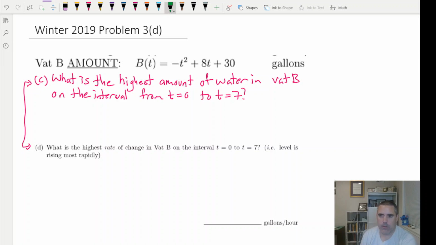So I think we get too stuck on a function being given and it being named that we lose track of what we're doing. So this represents the gallons. This is the amount of water in there. If you take the derivative, it gives you a new formula, and that new formula is negative 2t plus 8. That represents the rate. That's gallons per hour.